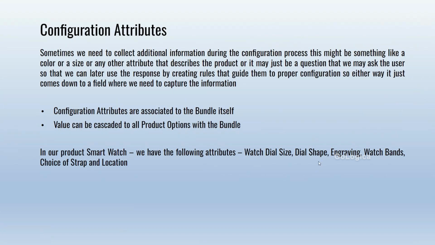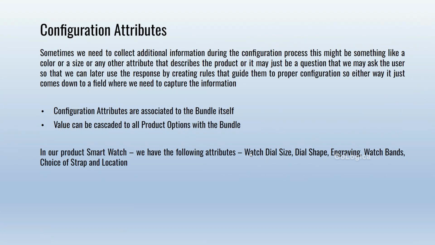Dial shape, for example. Attributes are like outside ones and the bundles are like inside parts. If you go for the smartwatch, the bundles are related to the product, right? The attributes, like the charger attributes, will also come related to the appearance of that product.